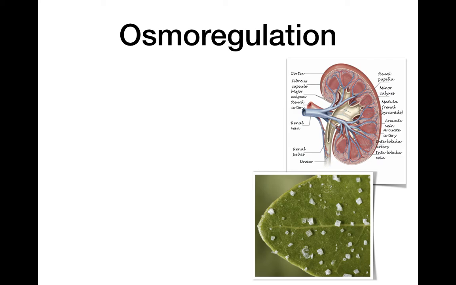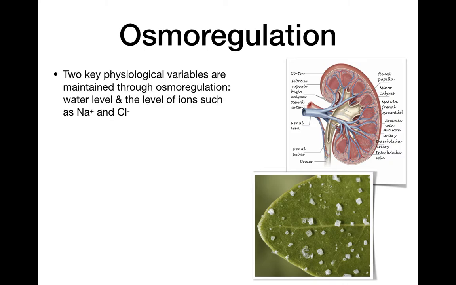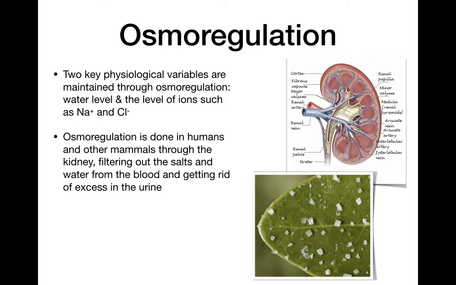Okay, the second variable we're going to be talking about today is called osmoregulation, and this is talking about a couple variables. It's talking about water level and ions, specifically salts, sodium and chloride ions, which are very important physiological variables for a variety of organisms.